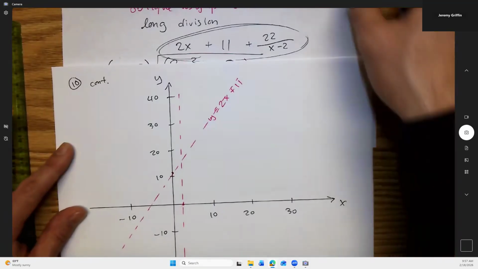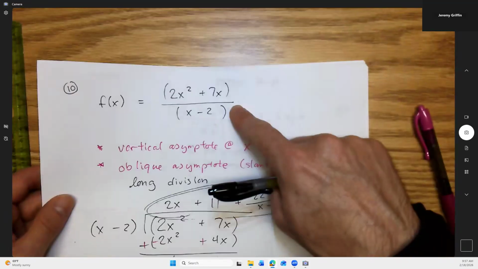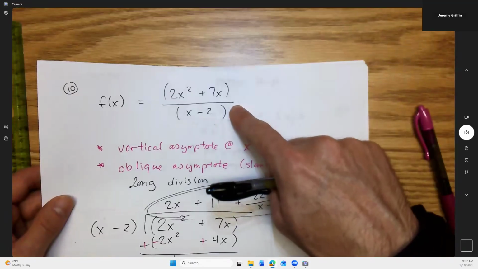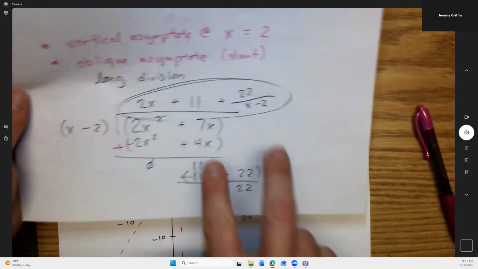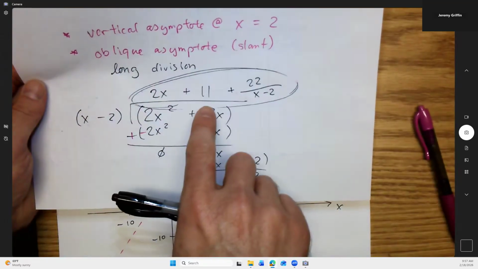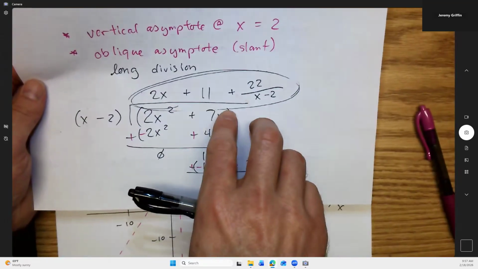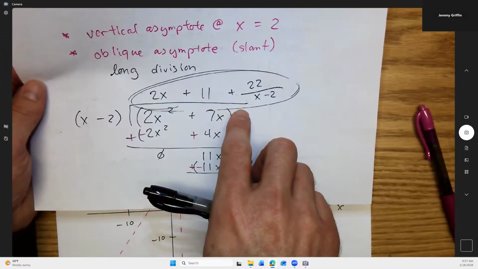Okay, you're saying if you plug in 0 to the original equation, the y-intercept? No, to the oblique asymptote. If I plug in 0 here, right. Well, 0 plus 11 is 11, right?